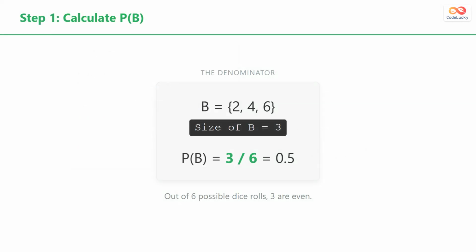Step 1 is to calculate the denominator. Event B has 3 outcomes, 2, 4, and 6. Since there are 6 total sides on a die, the probability of B is 3 outcomes out of 6.